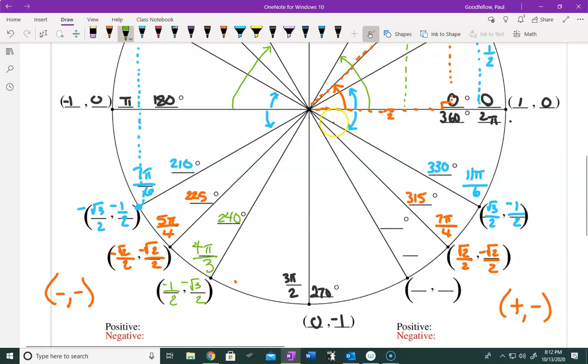And then I'll go over here to this 60-degree reference angle. Sorry, I didn't show them in that one. This one right here would be 60 shy of that, which is 300. It's an over 3, which is 5 pi over 3. And that's, again, going to be the 1/2 and root 3 over 2. But since it's going positive then negative, this is the negative one.